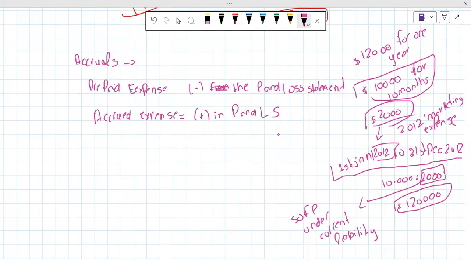So if it is accrued expense, which is an expense incurred but not yet paid, it would be our current liability in the statement of financial position. Okay, and if it is prepaid expense, where we didn't incur any expense but we have paid an advance payment to a company from which we are going to receive services, prepaid expense would be a current asset in the statement of financial position.